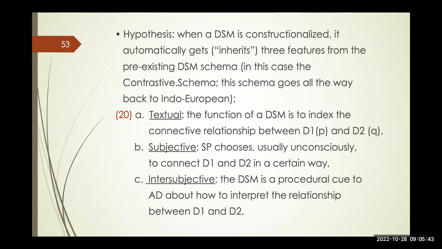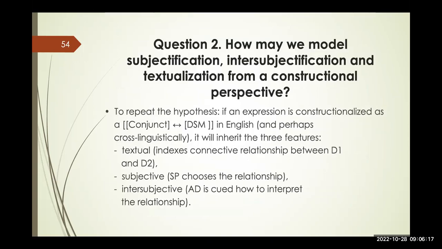And the three features that every discourse structuring marker has is they're textual. The purpose of a discourse structuring marker is to index the connective relationship between D1 and D2. It is subjective. The speaker chooses, usually unconsciously, to connect the two clauses in a certain way. And it is intersubjective. It's a procedural cue to the addressee about how to interpret the relationship between D1 and D2. How can we model all this?